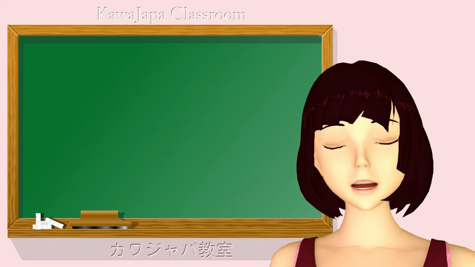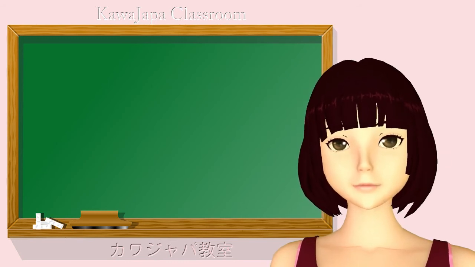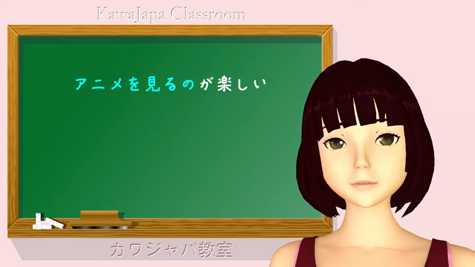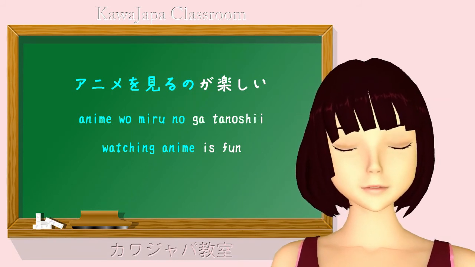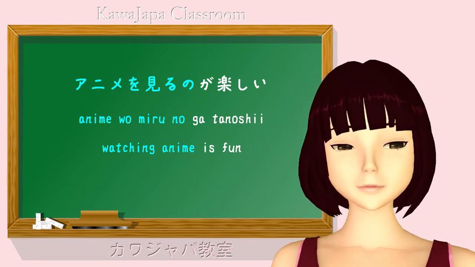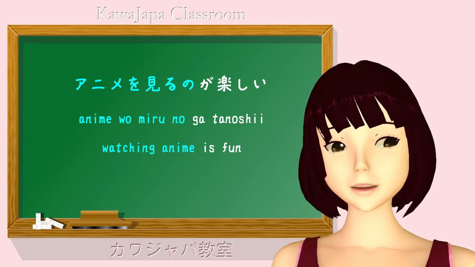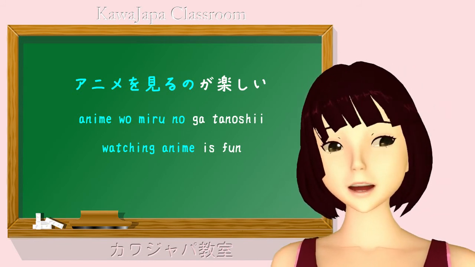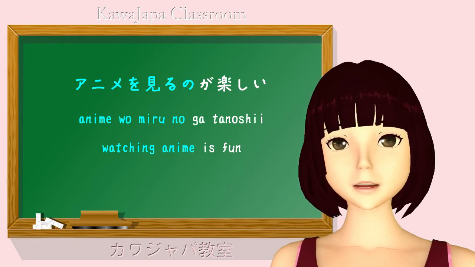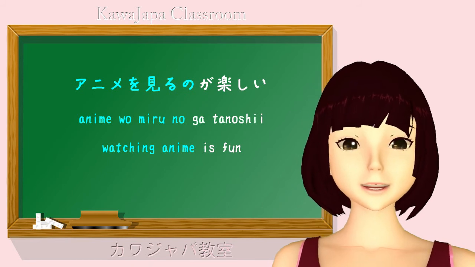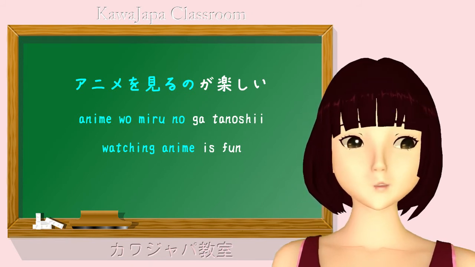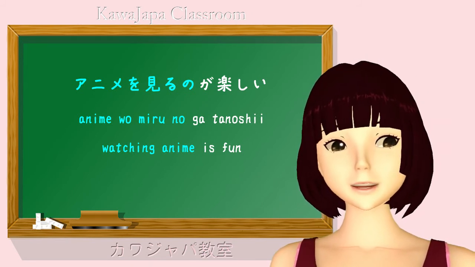So let's take a more complex example. Anime wo miru no ga tanoshii. Now this is what's really called nominalizing in the textbooks. We take anime wo miru, which is an activity, watching anime, and we're turning it into a noun, just as the phrase watching anime does in English. We can say, I like watching anime. Watching anime has become a noun, hasn't it?